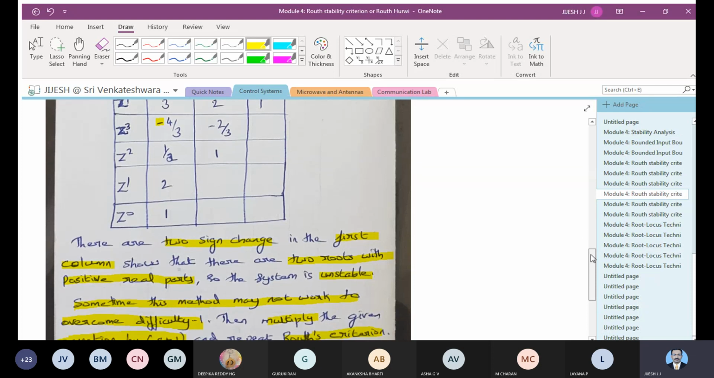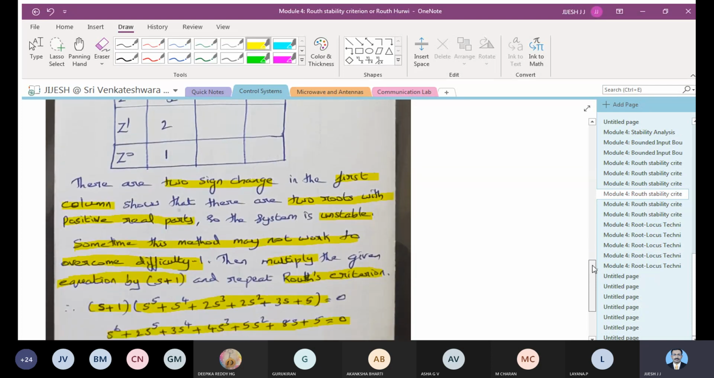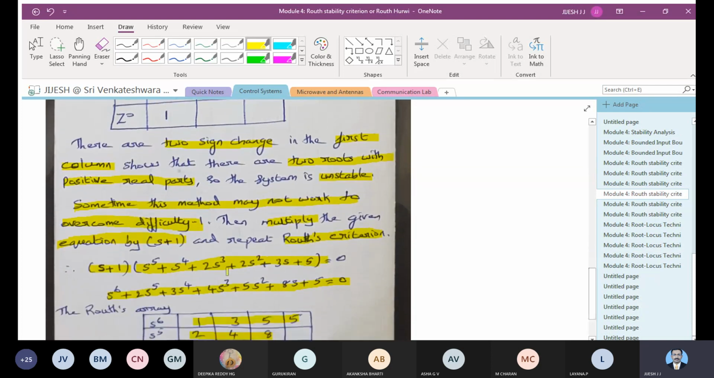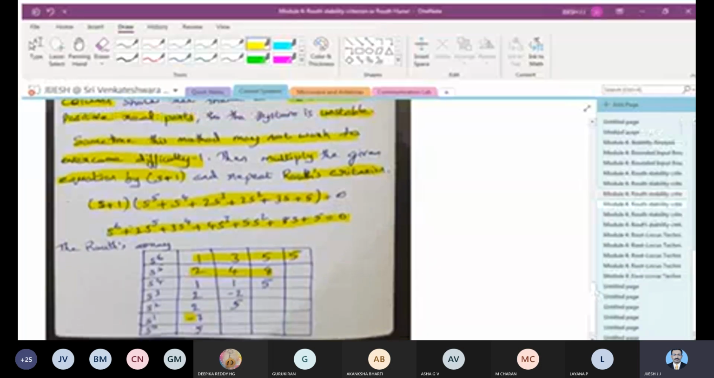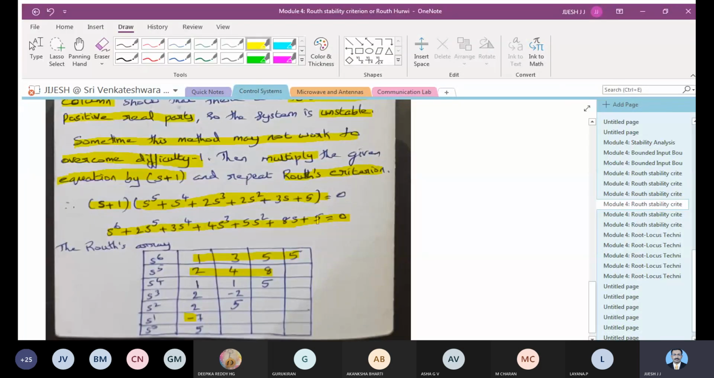Further, in some cases this method also might not work out for the problem, so you may have to do it another way. You have to go for s plus 1 multiplied by the characteristic equation. So you can see that s plus 1 multiplied by s raised to 5 plus s raised to 4 plus 2s cube plus 2s square plus 3s plus 5 is equal to 0. So you have got the equation s to the power of 6, 2s raised to 5 etc. plus 5 is equal to 0.